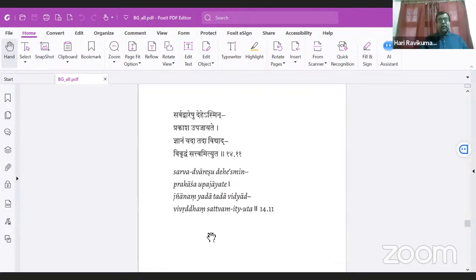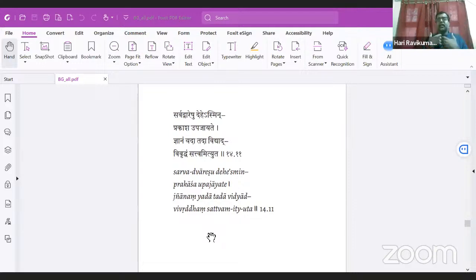सर्वद्वारेषु देहेऽस्मिन् प्रकाश उपजायते ज्ञानं यदा तदा विद्यात् विवृद्धं सत्त्वमित्युत. So when the glow of wisdom emanates from all the gates of the body, indeed sattva is dominant. Asmin dehe, in this body, sarvadvareshu, in all the gates of the body, yada jnanam prakasha, the glow of wisdom emanates. Upajayate, it comes. Tada sattvam vivridham uta iti vidyat. So then know that sattva is dominant.